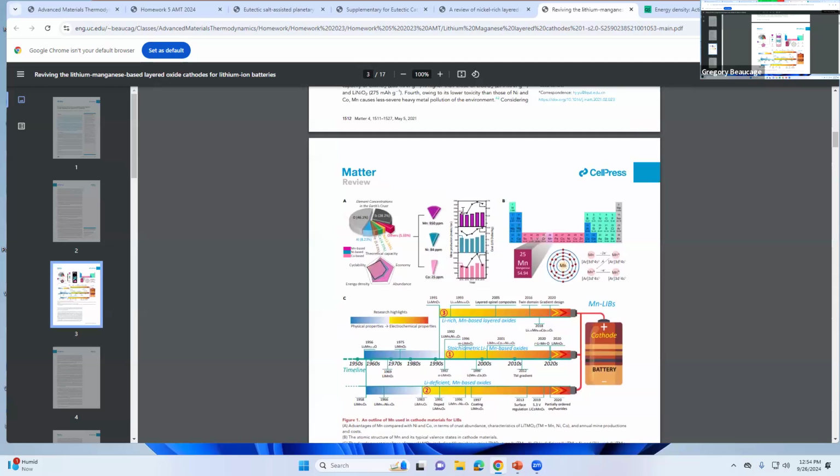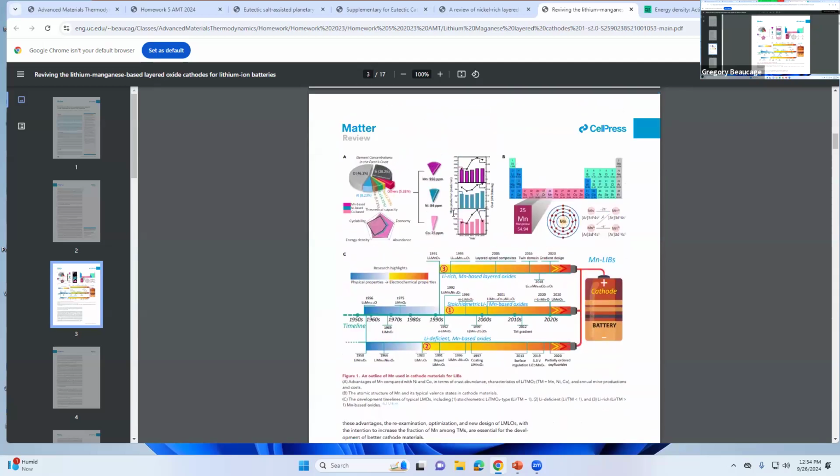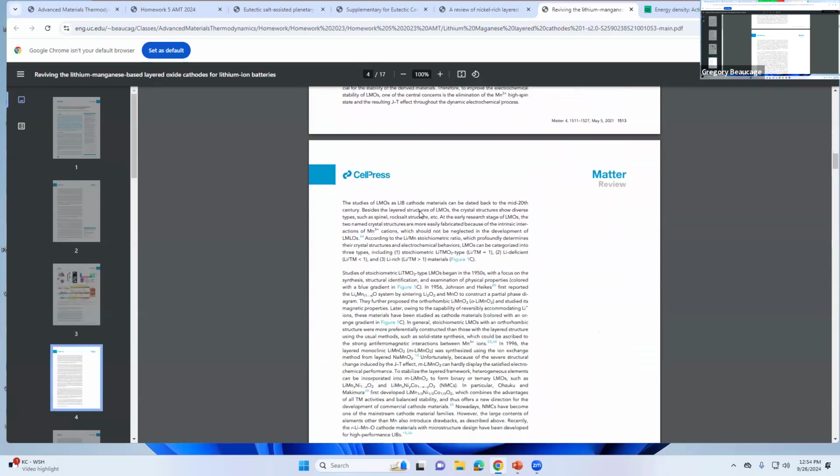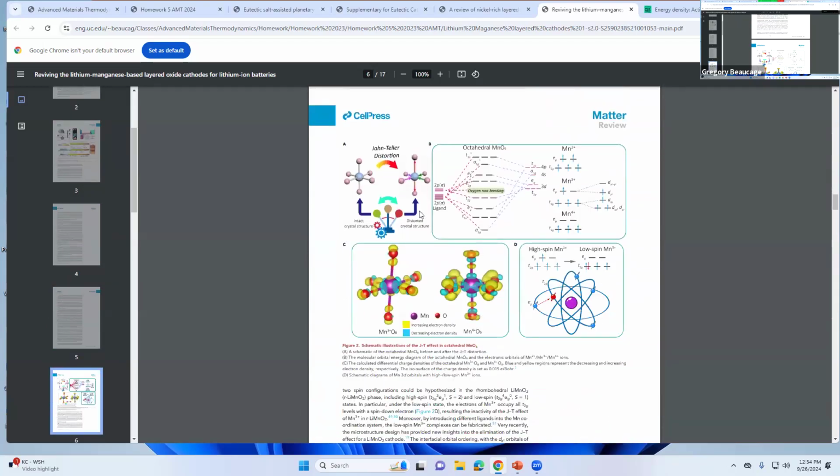So both the cathode and the anode are these layered structures where the lithium can kind of fit in. And the silicon also ends up being a layered structure. So it accommodates the lithium ion by layering this diamond cubic structure.